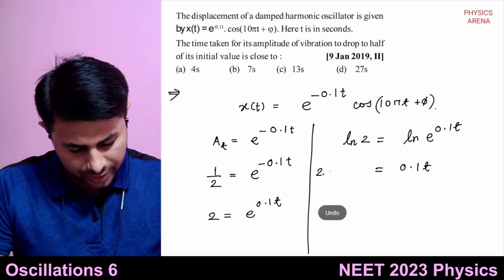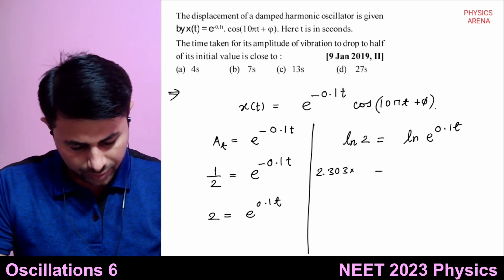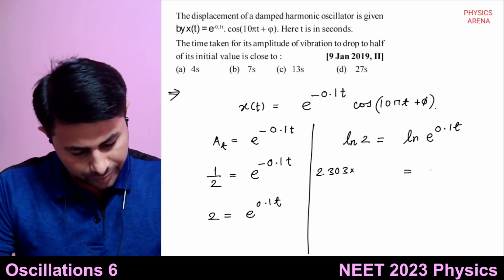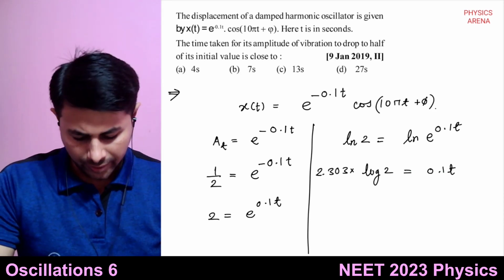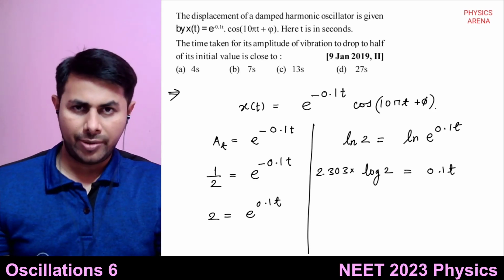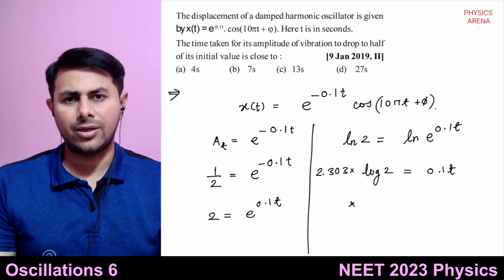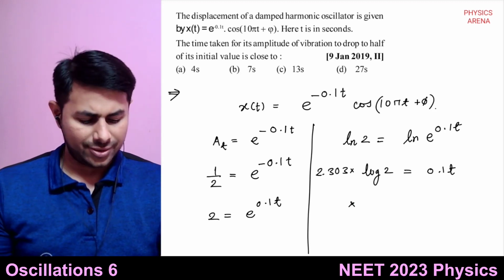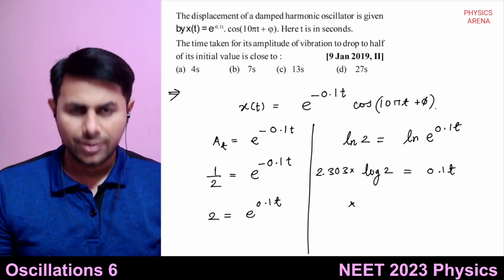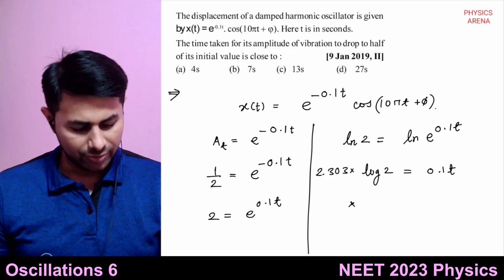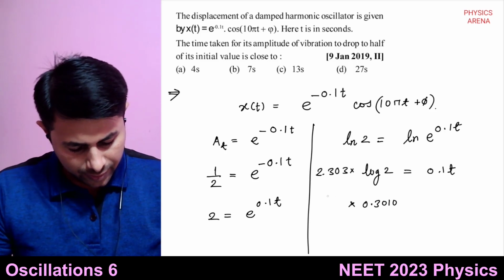So it is 2.303 multiplied by log to the base 10 of 2. We'll just write it as log of 2. 0.1 t, this thing multiplied by log of 2. We have to remember log of 2, because it will come in radioactivity also, right? So log of 2, we should remember, it will be handy. So log of 2 is 0.3010.